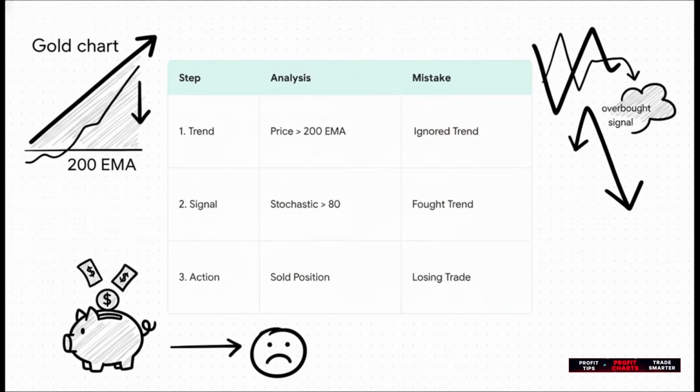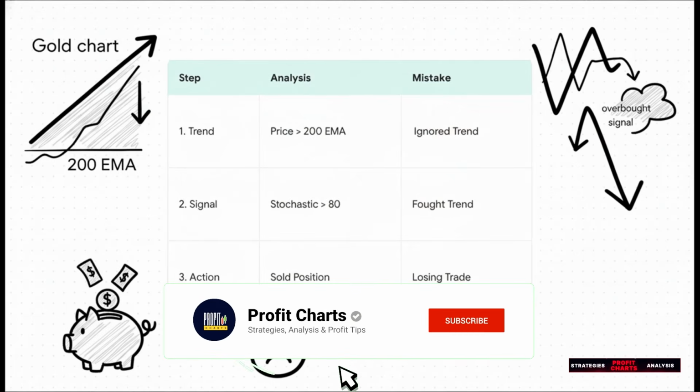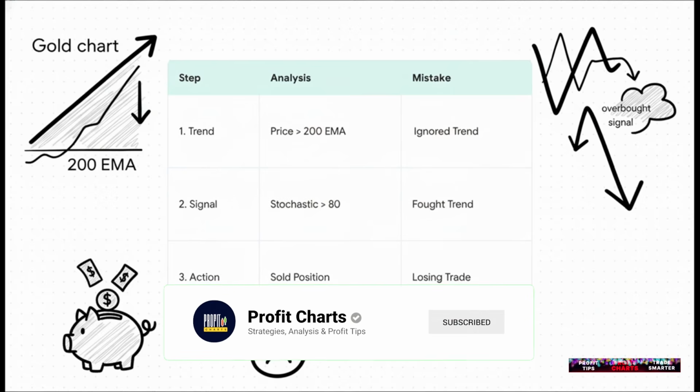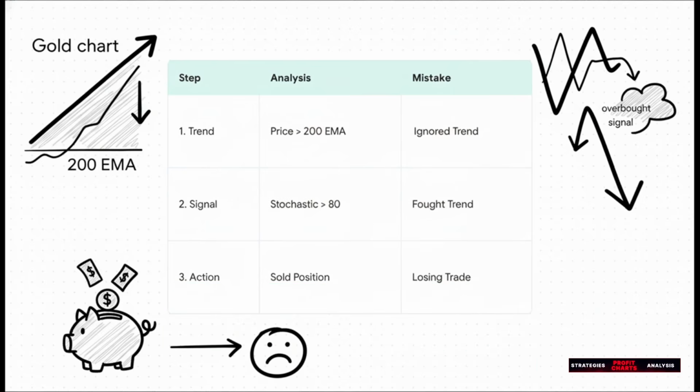Now, let's look at a common mistake using a gold chart. A trader sees the stochastic is overbought and gets that sell signal from a crossover. It looks really tempting, right? But what did they forget? Step 1. The price is still cruising way above the 200 EMA. They ignored the primary uptrend, they tried to fight it, and they probably got run over for a loss.